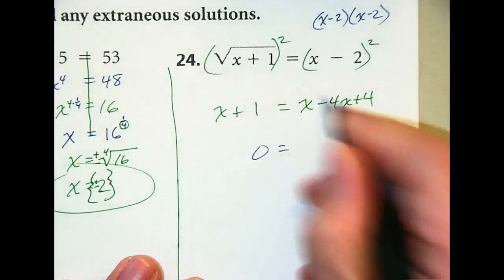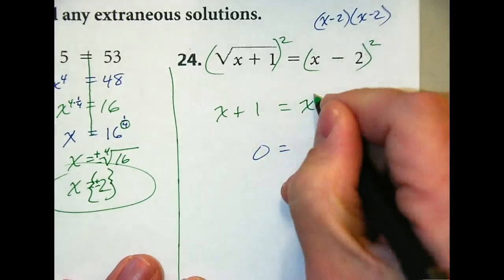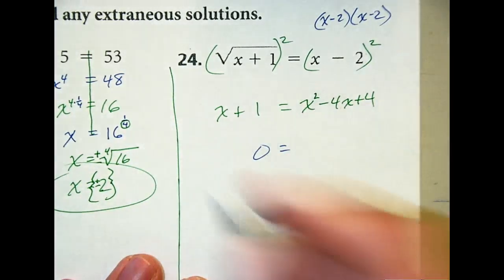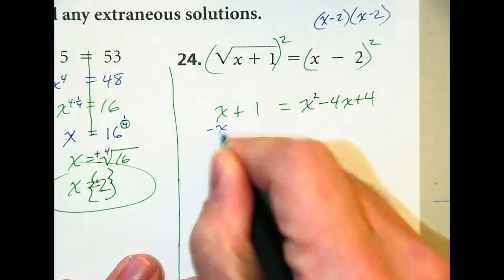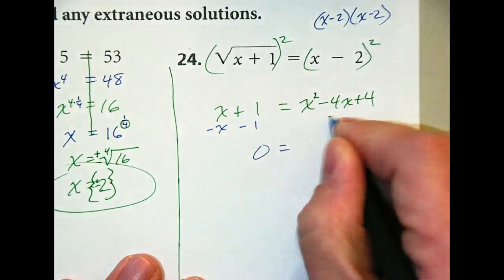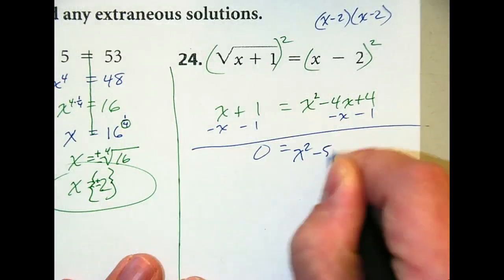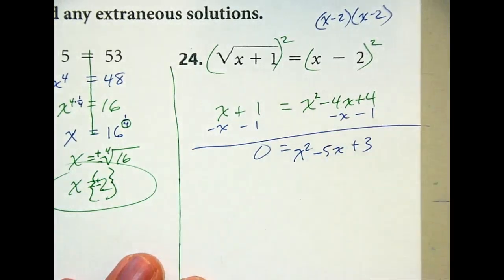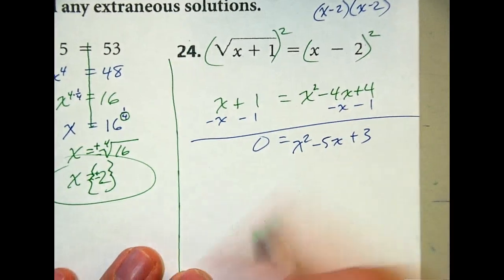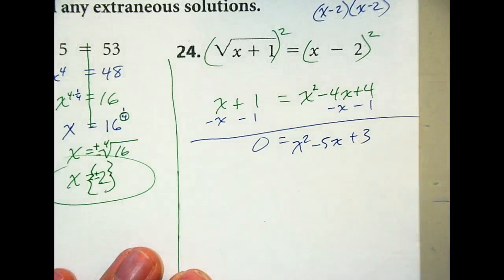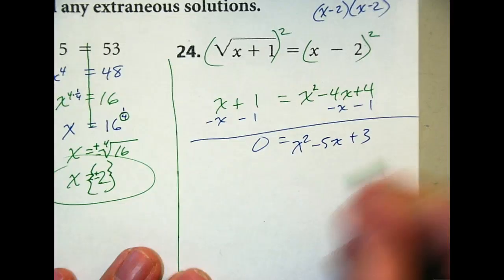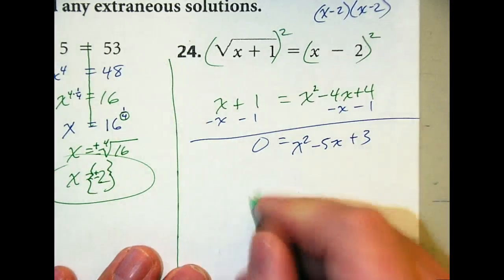Set it equal to 0 because you made it that far with the squared, because it's quadratic. Subtract x, subtract 1. Okay, 2 things to multiply to make 3 and add to negative 5. Anything? I don't think so. No. That's when some of you are like, what? We have to do the quadratic formula. Hey, you gotta do something else.